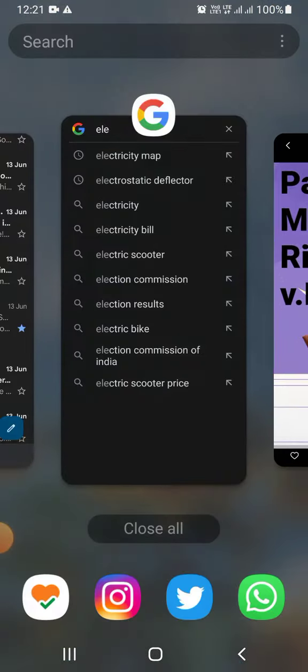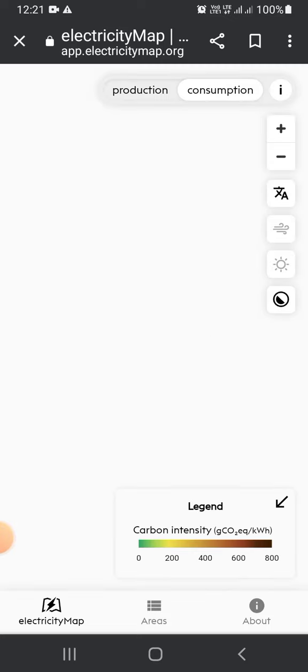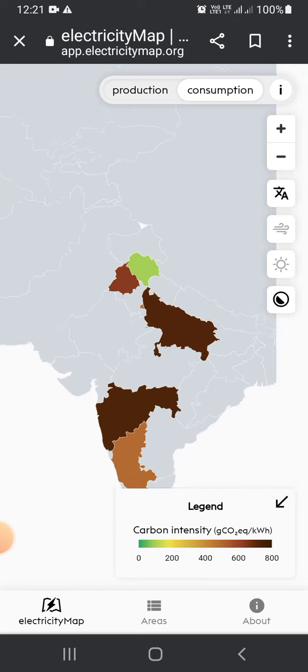Nowadays there is one site which is gaining popularity, and its name is Electricity Map. We just have to type electricity map in Google, and we open the very first site, electricitymap.org. It shows the CO2 intensity released per kilowatt hour from various countries.